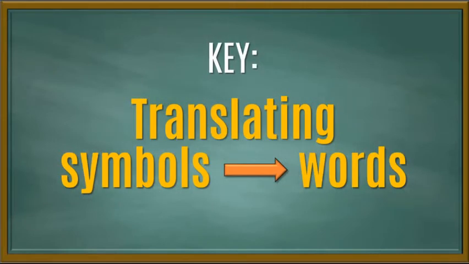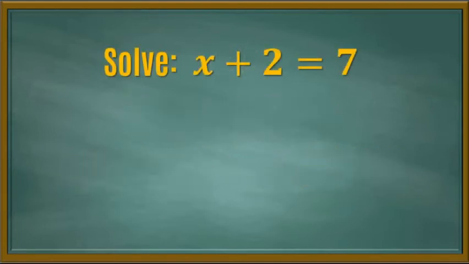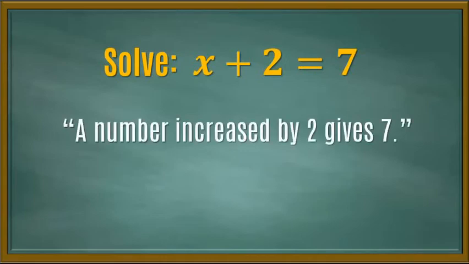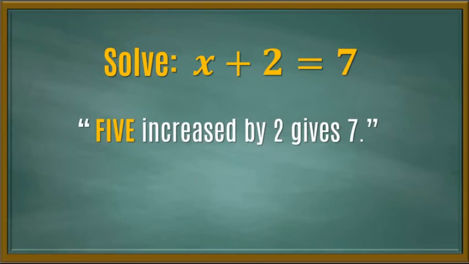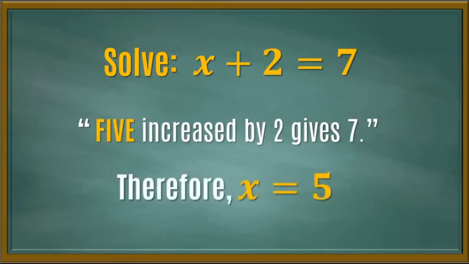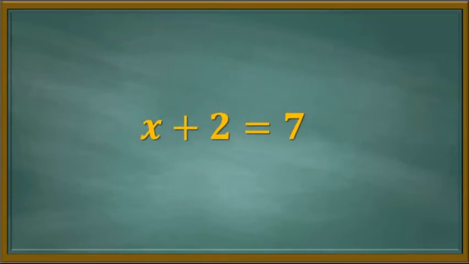For starters, let's solve the equation x plus 2 equals 7. This can be read as a number increased by 2 gives 7. We then ask ourselves, what is that number? This is rather straightforward as we know that 5 increased by 2 gives 7. Of course, this means that x is equal to 5. Or we can see that negative 2 must be added to 7 to get the answer 5.